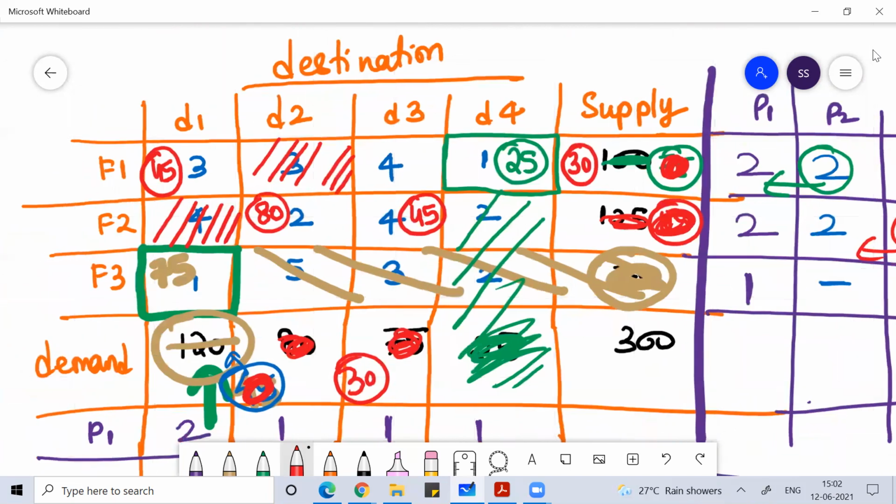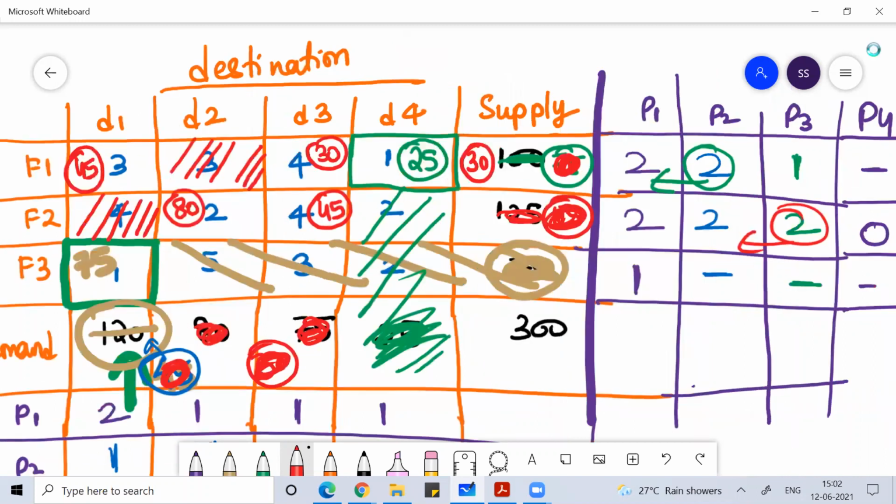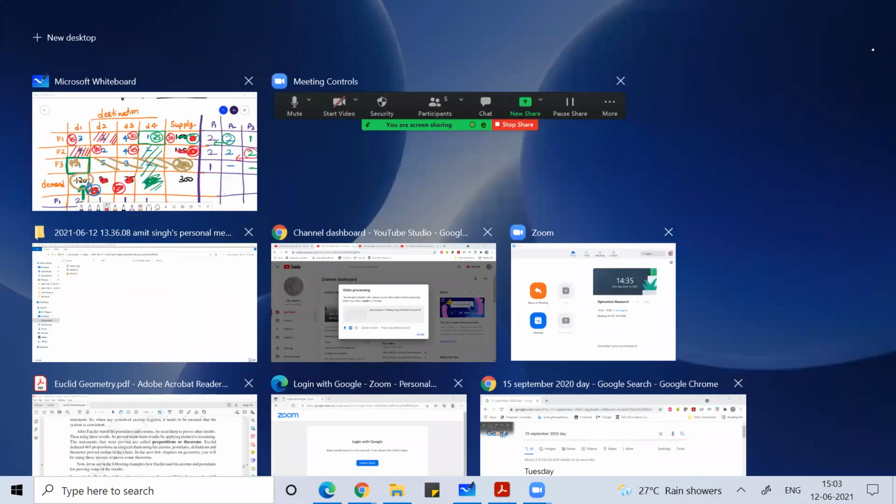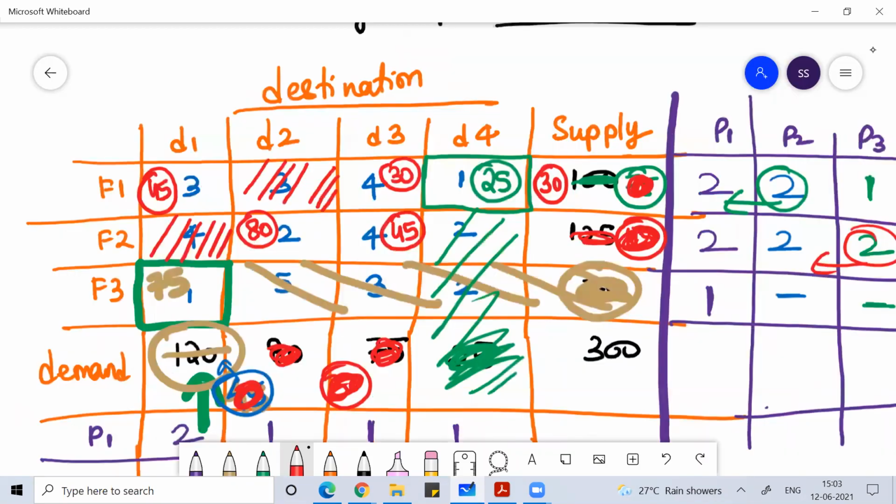Now guys, if you see, only one cell is left, and you'll put 30 here. So with that, this will be done. Clear everyone? This is your final solution, which we did by Vogel approximation method.